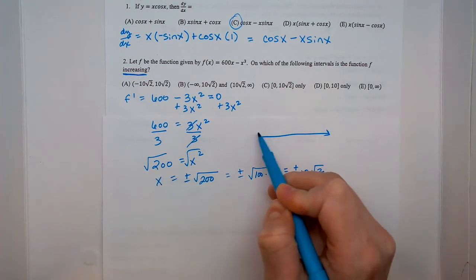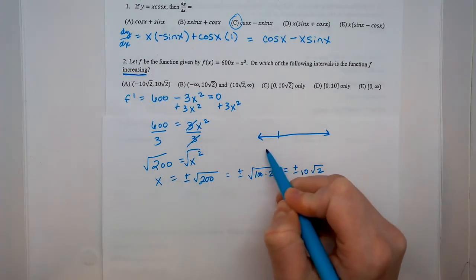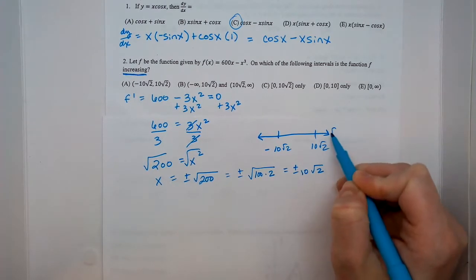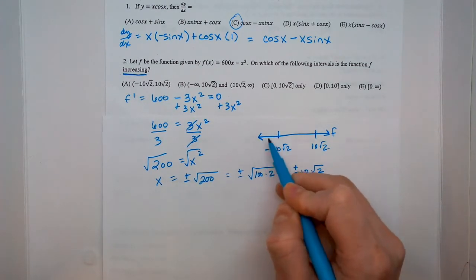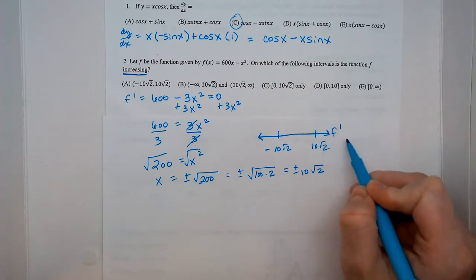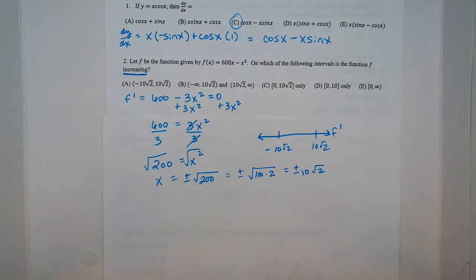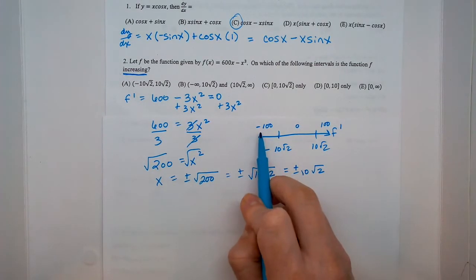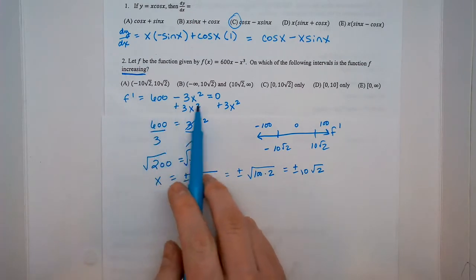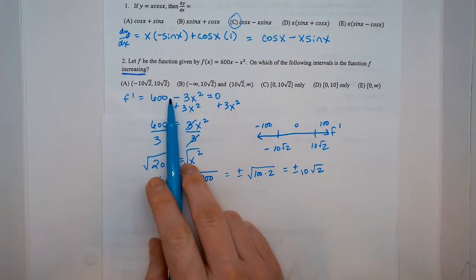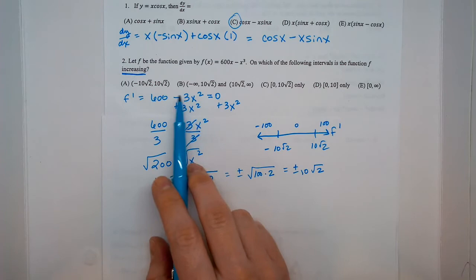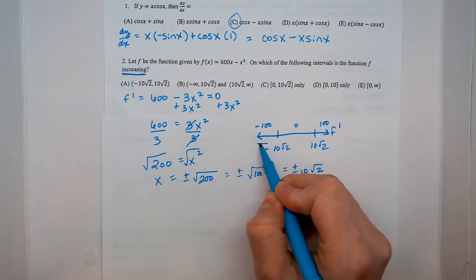So I always need to set up my table. Negative 10 root 2 is the smallest, 10 root 2 is the largest critical value. And you plug numbers less than, between, and greater than those critical numbers into the derivative of f. Okay, so let's say I chose something like negative 100, 0, and 100. If I take negative 100 and I plug it into f prime, I'm going to have 600 minus a positive value that's really large, right? Negative 100 squared is the same thing as positive 100 squared times 3. That's going to be a lot larger than 600, so I'm going to have a negative.